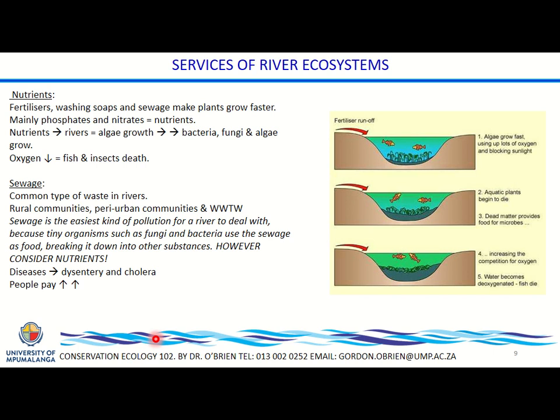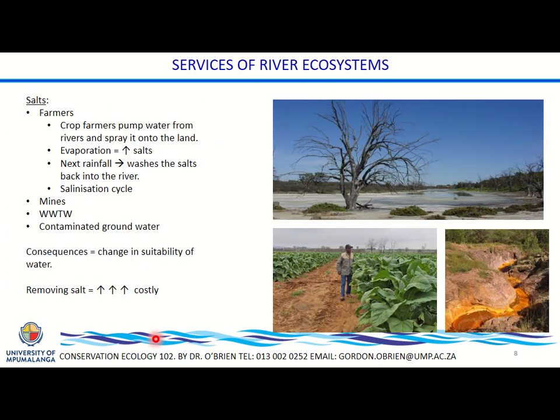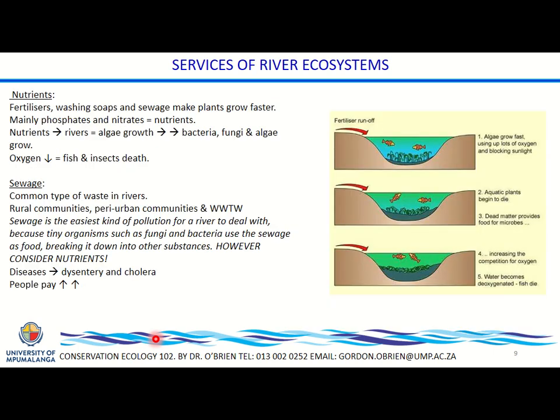Okay, now we're going to talk about nutrients. So that was salt, hey? Salts. We're going to talk about nutrients. Nutrients come from fertilizers, washing soaps, and we're talking about the nutrients in the water, okay? Mainly phosphates and nitrates. Those are the different types of nutrients that we measure in sewage, and phosphate and nitrates themselves are considered in the category of nutrients. What do they do? They are the building blocks for plants.